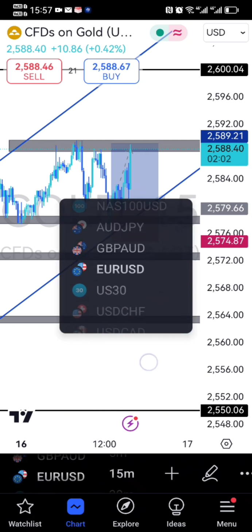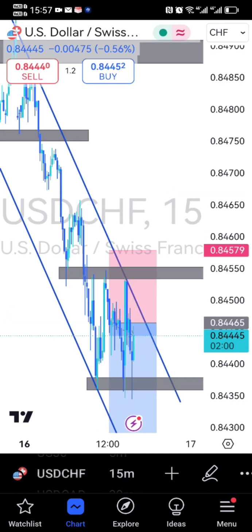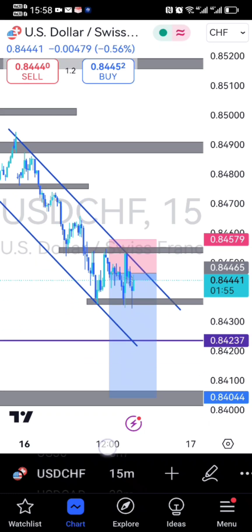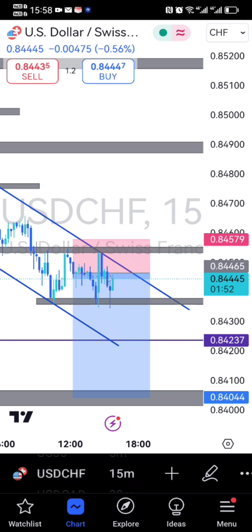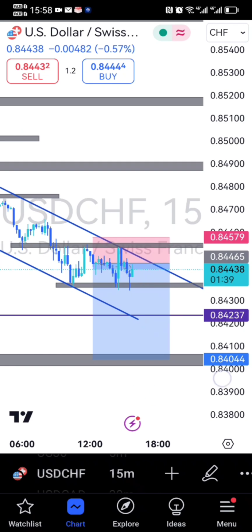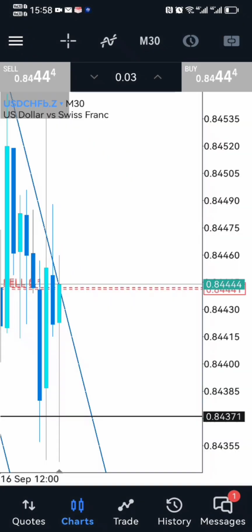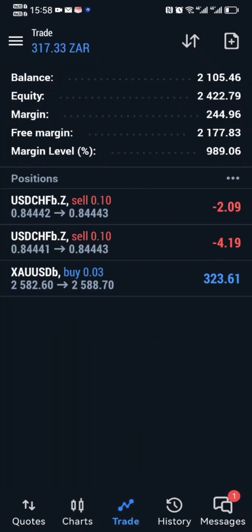Let's go to USD CHF. I'm really starting not to feel good about USD CHF. Honestly, I do think it's kind of rejecting this zone, but I'll still hold. I'll keep on holding still. I'm not gonna close, but MetaTrader, this is how things are moving. Still good, still good. I'm still running very good.